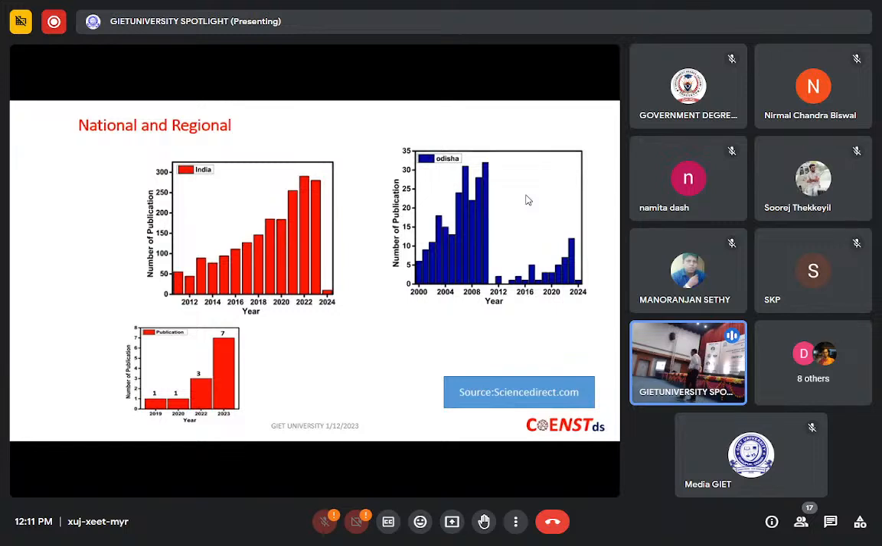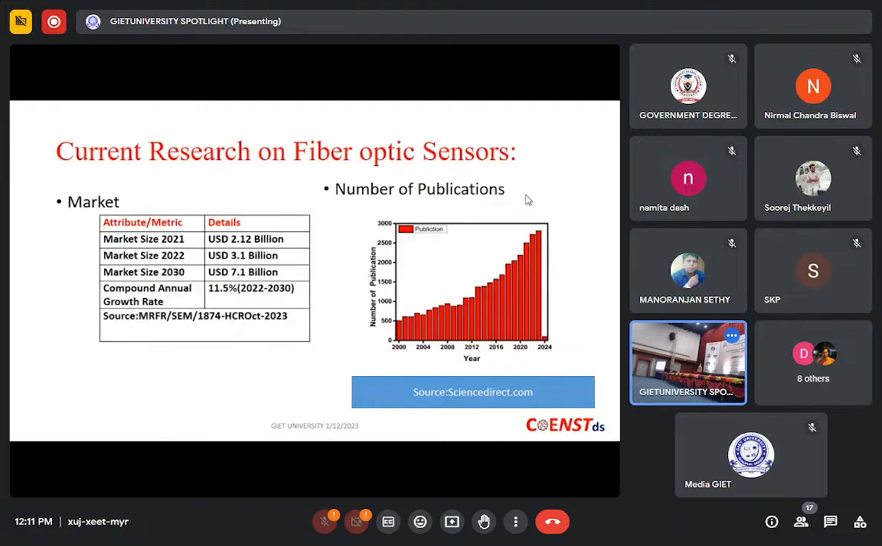Okay, then let us move on to this talk. As I said, my talk is related to biomedical sensors. So let us try to understand why you would do research in fiber optic sensors. For this, I have shown here the national and the current research on fiber optic sensors.